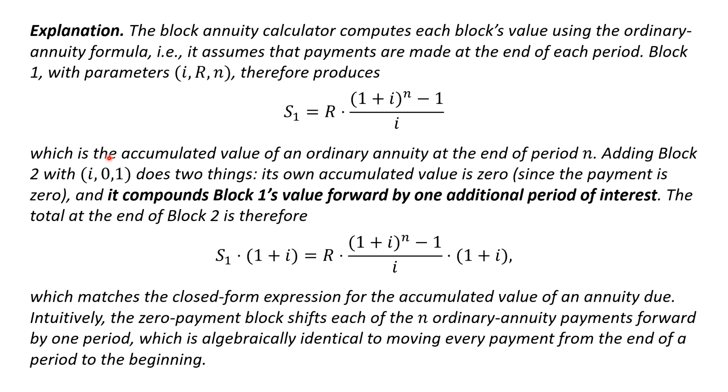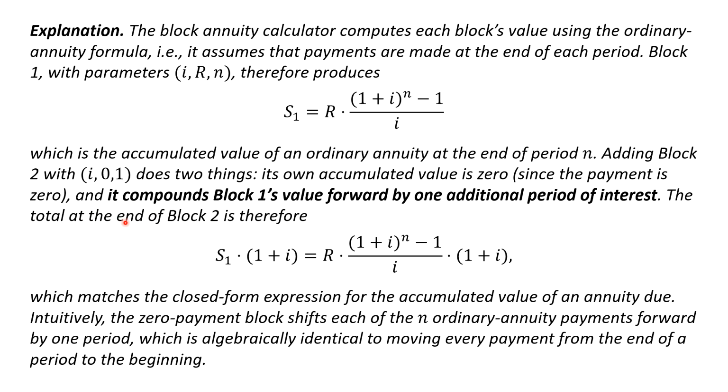Adding block 2 with these parameters, I, 0, and 1. So the same interest rate, but 0 contribution, and then just 1 period, does 2 things. Its own accumulated value is 0, since the payment is 0, and it compounds block 1's value forward by 1 additional period. Right, there's this 1 period here.